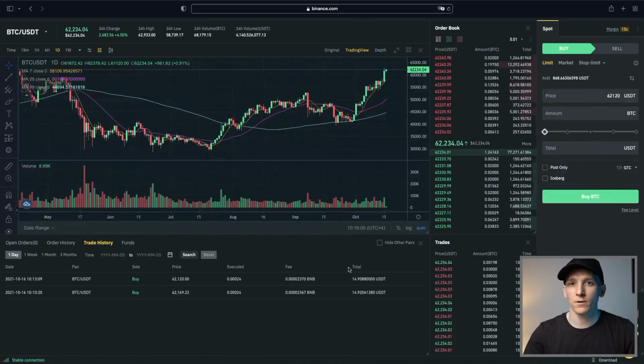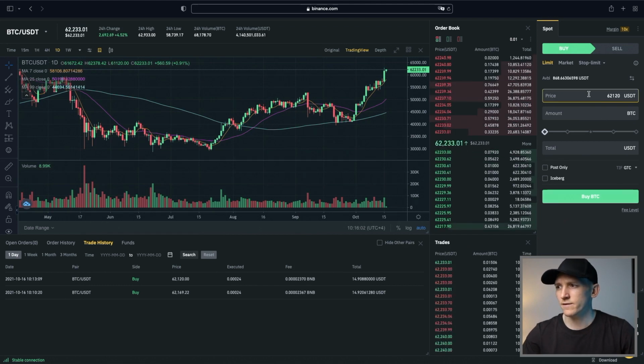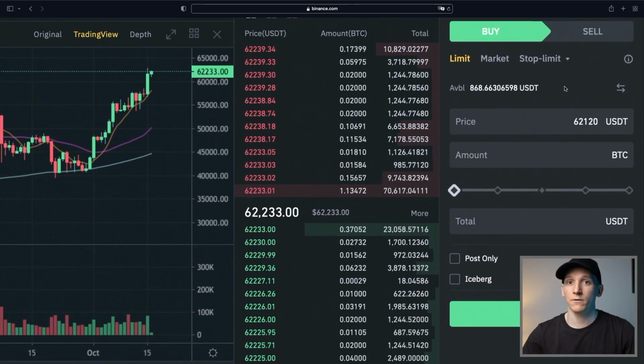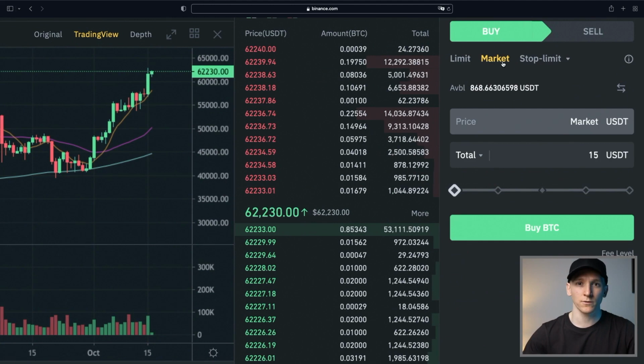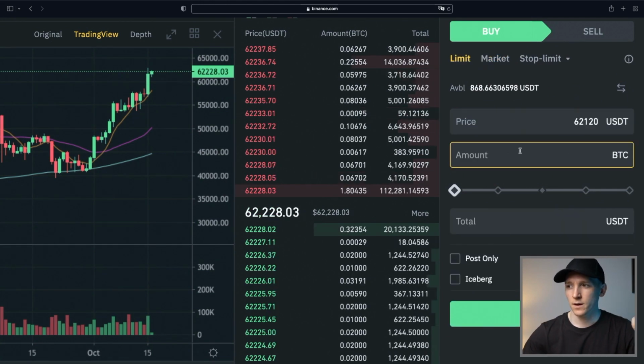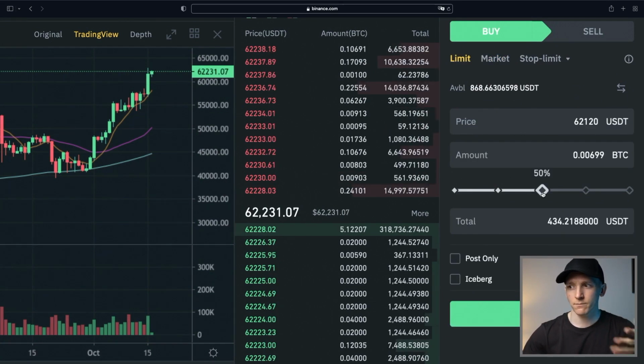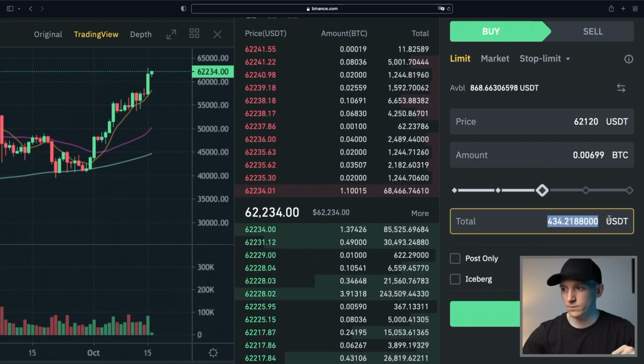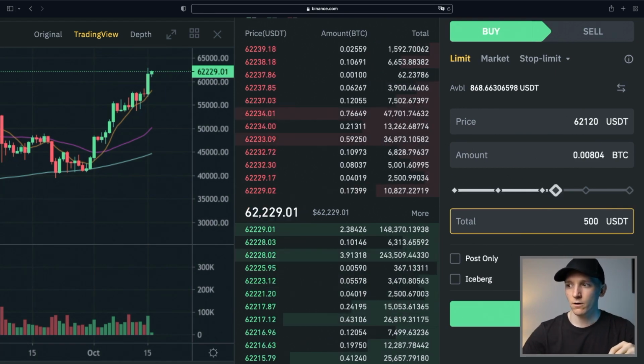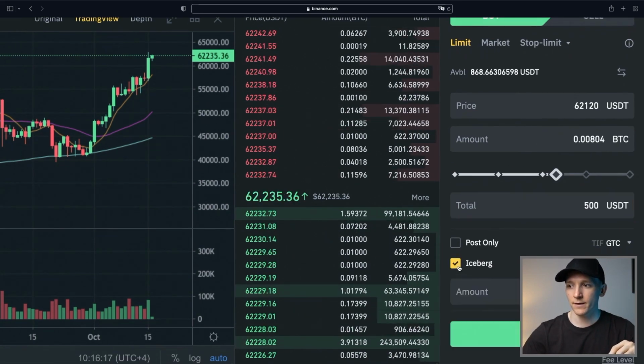So let's come over right here, and we can see it has to be a limit order, right? You can't use this with a market order because you can't control the price. So we come to limit order, and let's say we want to do $500, whatever it is, of Bitcoin right here, and we have an iceberg.